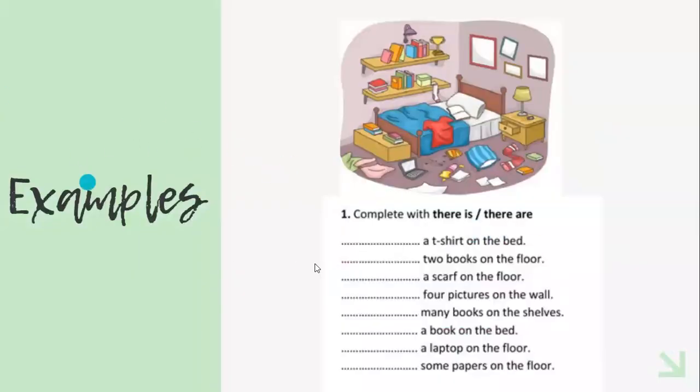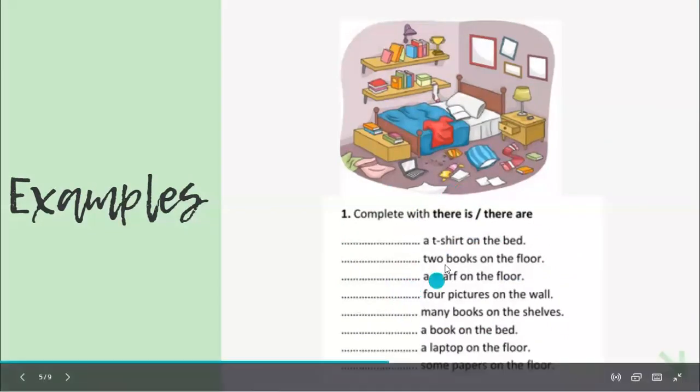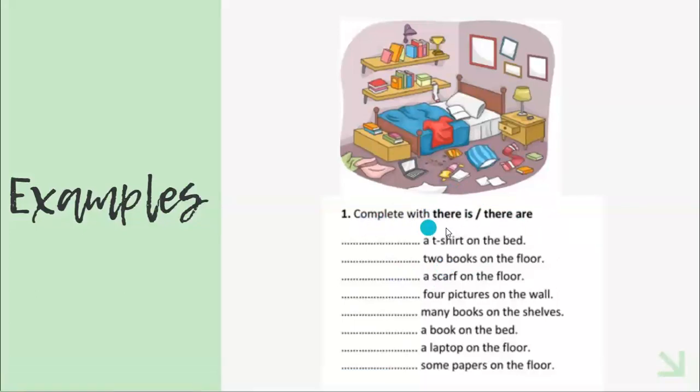Okay, so we have here some examples, a brief example, and we're going to look at the picture over here, and then we're going to complete the sentences with there is or there are. So for example, there is a t-shirt on the bed because it is only one, singular. There are 2 books on the floor porque son 2 libros, plural. There is a scarf on the floor. Hay solo una bufanda en el piso.